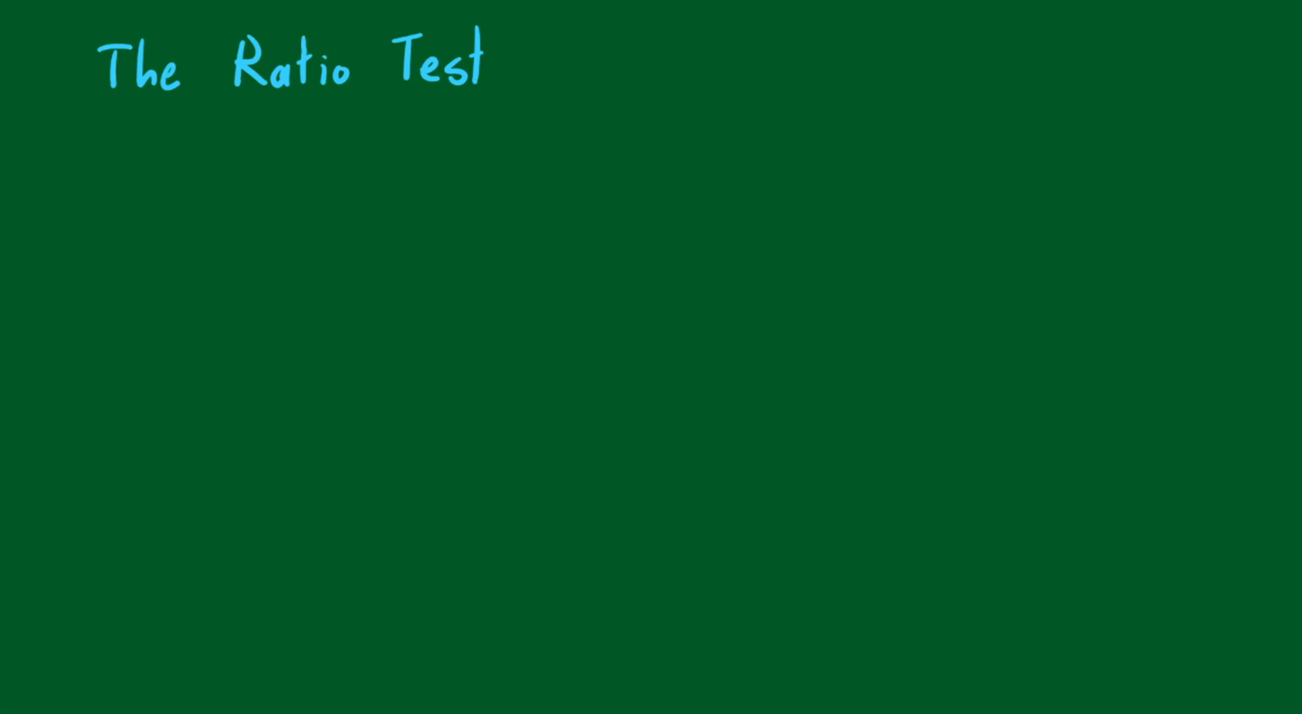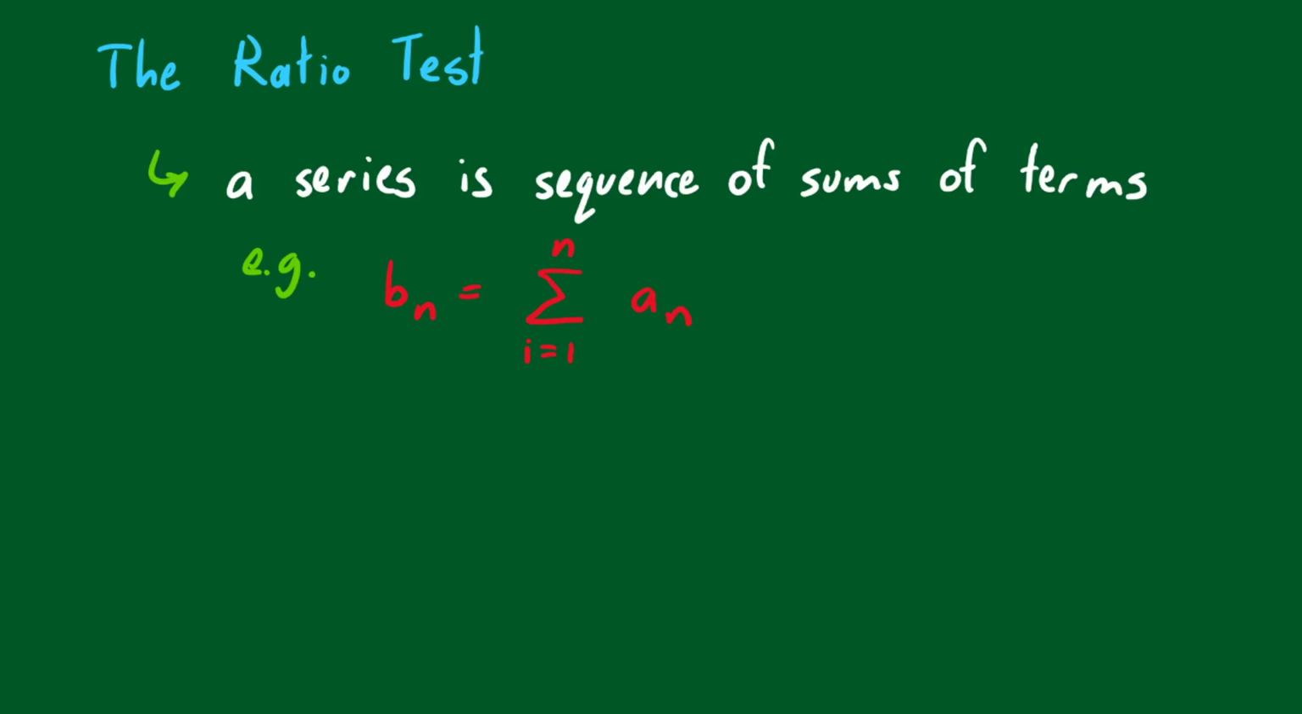I'll be presenting about the ratio test, covering some rough proofs of the outcomes. First, let's remind ourselves of what a series is. A series is a sequence derived from another sequence by summing up the first n terms.